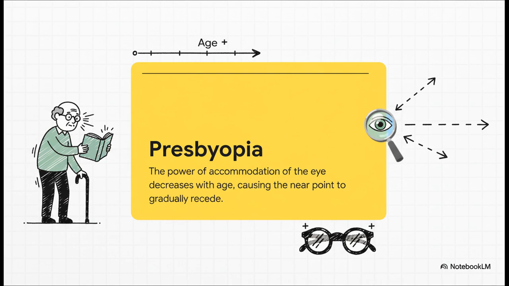And what does that do? It causes the near point, that's the closest you can hold something and still see it clearly, to gradually recede or move further away. This is why you see older people holding their books at arm's length. They're trying to find that new, farther near point.